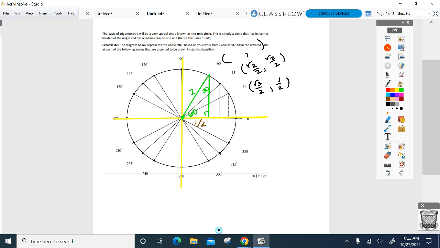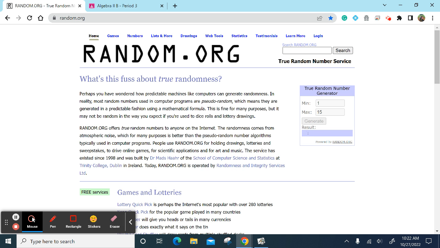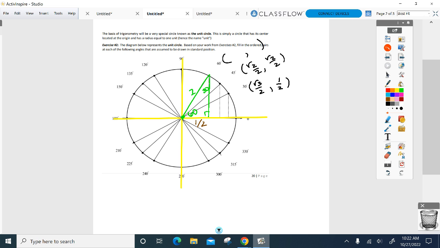What's across from 60 in the triangle? Radical 3 over 2. Okay. So everyone, what should be my point at 60? What's the x coordinate going to be? Along the x-axis, 1/2 and radical 3 over 2 for the y coordinate.